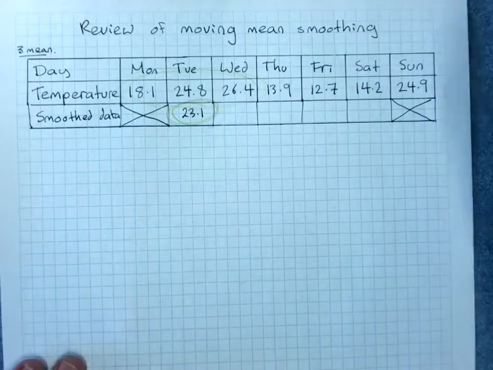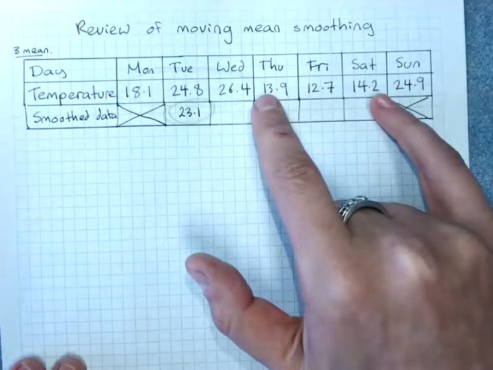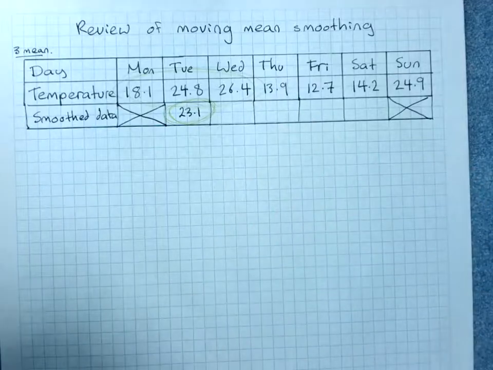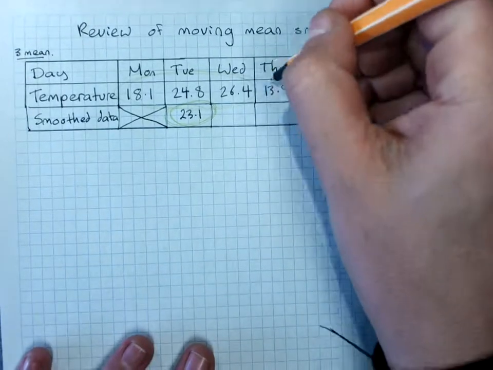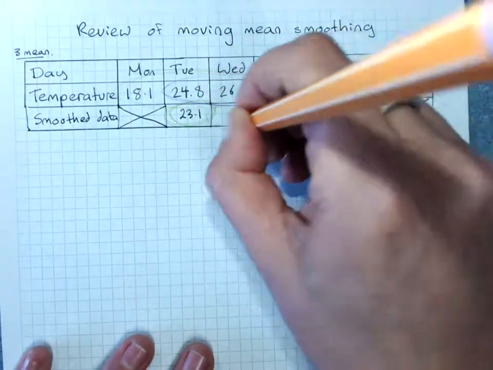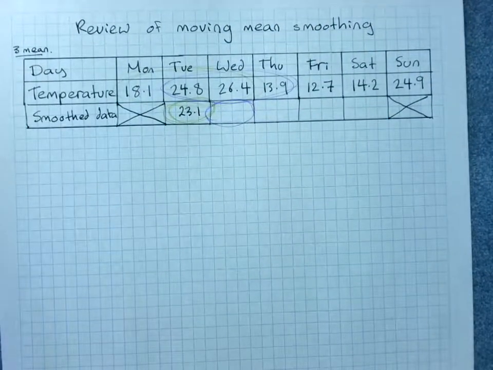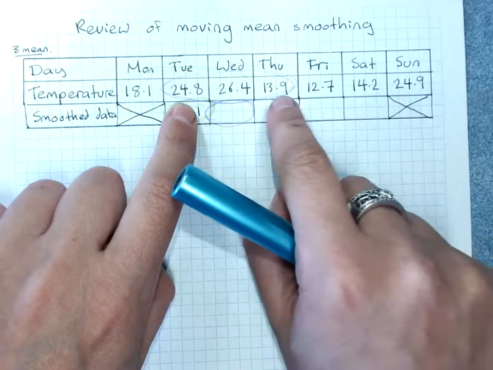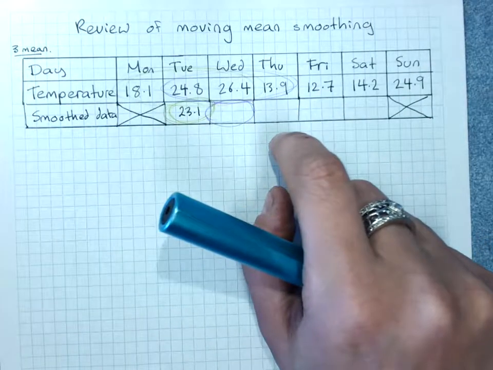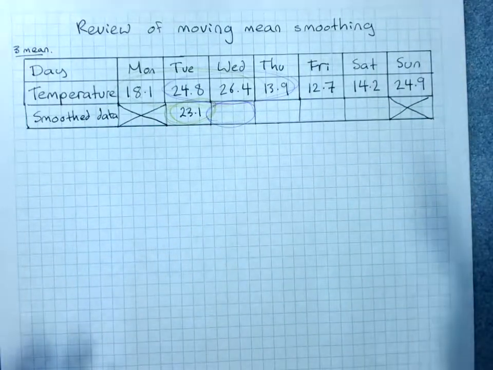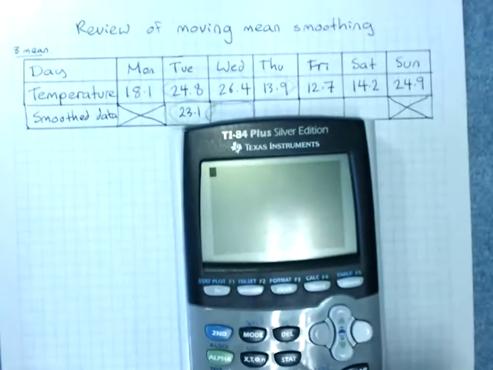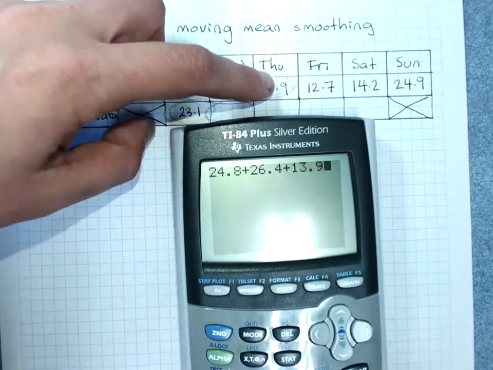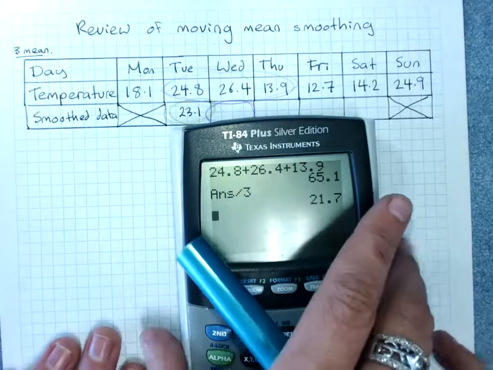Then you absolutely do not go to the next full set of 3, because then you'd get a data point here and you'd be missing these. We just move 1 across. This set of 3 centres on Wednesday. So we'll find the average of 24.8 plus 26.4 plus 13.9. Add them up, divide by 3, 21.7.